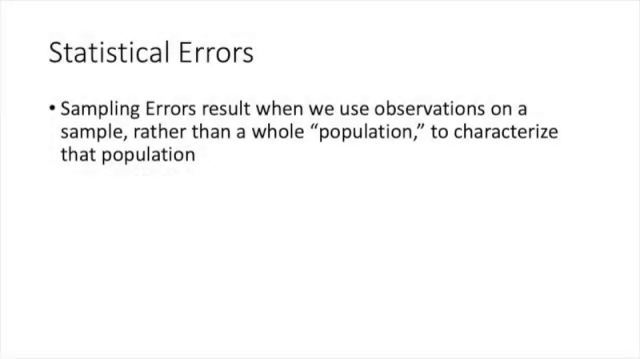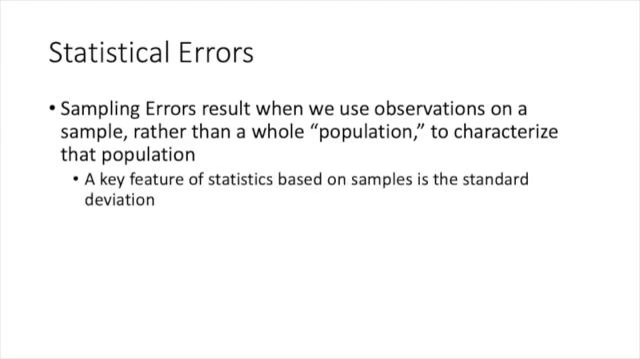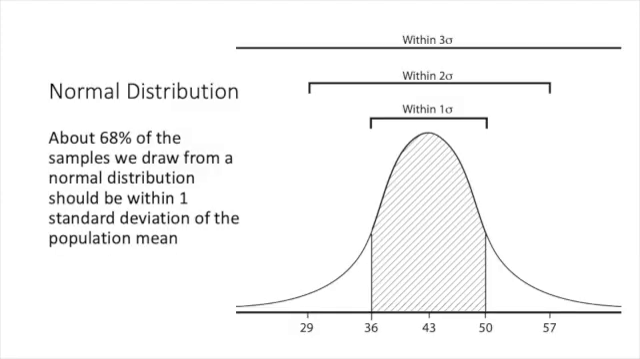Some archaeological errors are statistical and result when we make observations on a sample to draw inferences about some larger population. A key feature in such situations is the standard deviation, which represents how much variability there is around the mean, in this case 3.7 millimeters. The standard deviation is the area of a normal distribution that occupies about 68% of its total area. It's generally represented by S for samples and Greek letter sigma for populations.